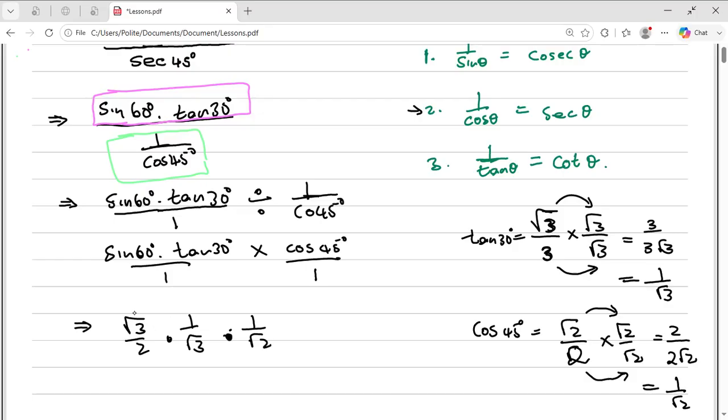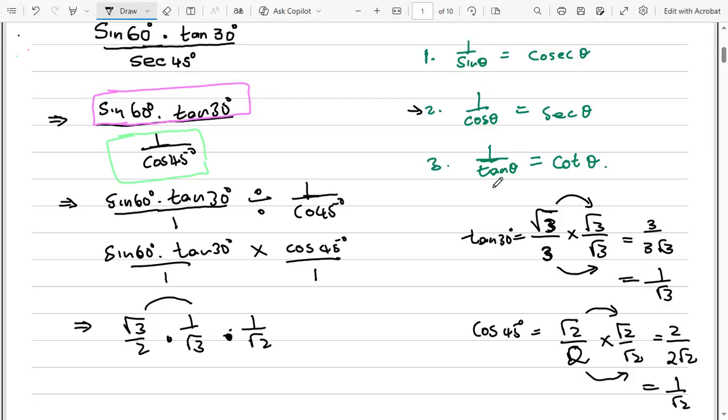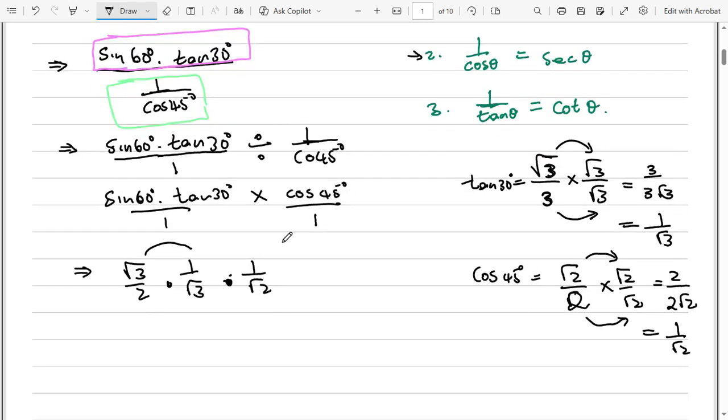So you're going to multiply the denominators. So it's root 3 times 1, that is just root 3, over 2 times root 3 times root 2. Remember, if I say root 3 times root 2, this is the same as root of 2 times 3, which is 6. So this will be 2 times root 6.